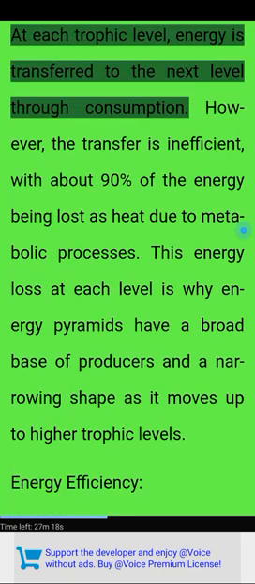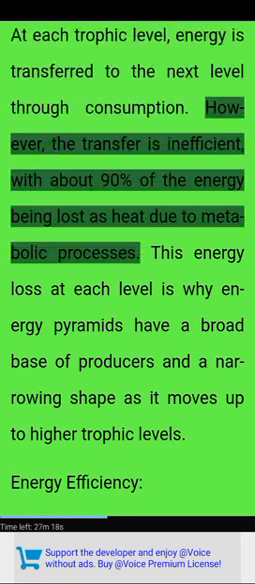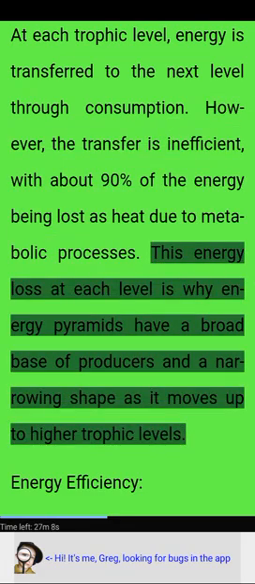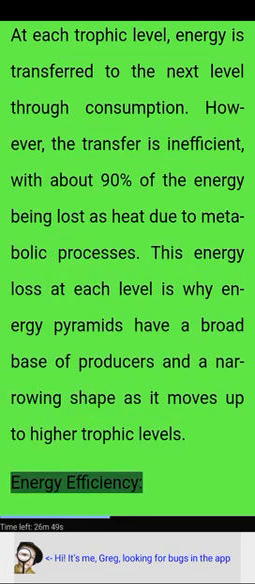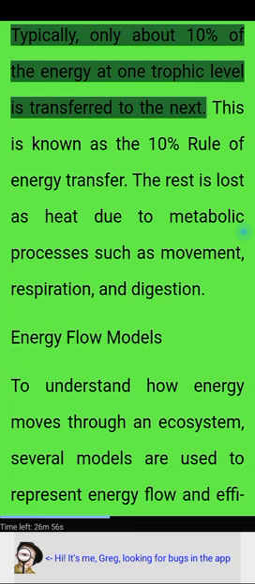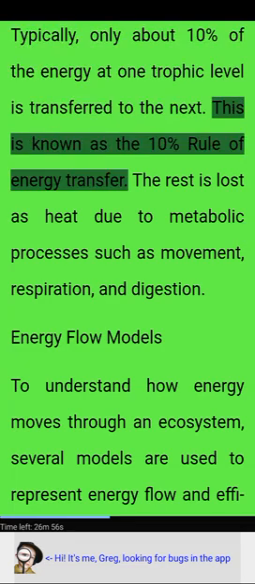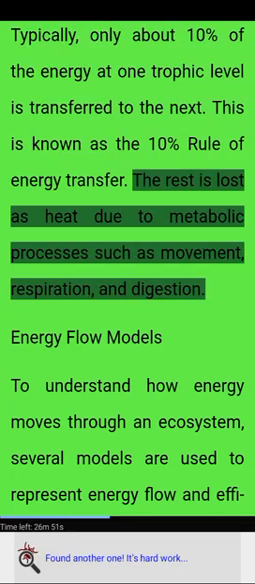Energy transfer. At each trophic level, energy is transferred to the next level through consumption. However, the transfer is inefficient, with about 90% of the energy being lost as heat due to metabolic processes. This energy loss at each level is why energy pyramids have a broad base of producers and a narrowing shape as it moves up to higher trophic levels. Energy efficiency. Typically, only about 10% of the energy at one trophic level is transferred to the next. This is known as the 10% rule of energy transfer. The rest is lost as heat due to metabolic processes such as movement, respiration, and digestion.